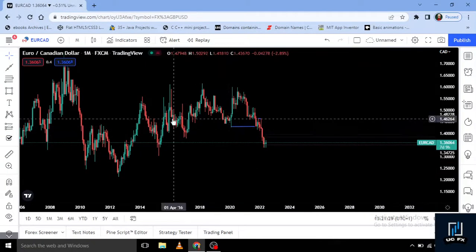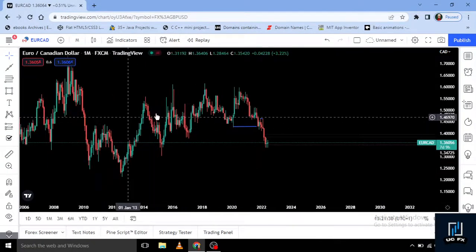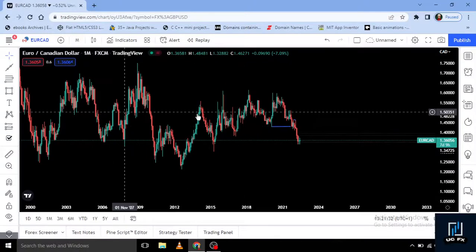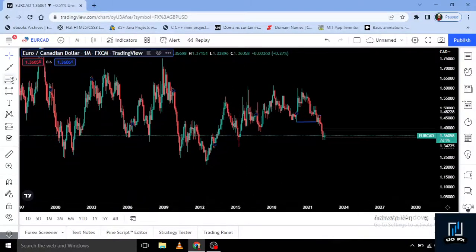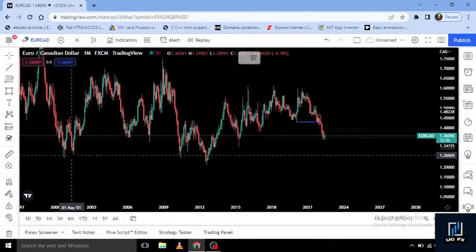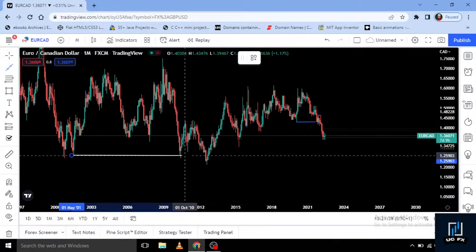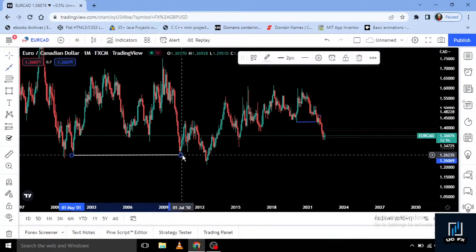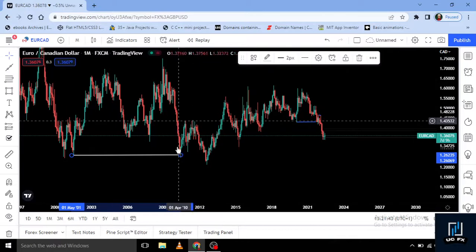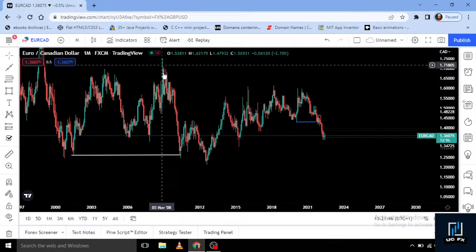Okay, here we are on Euro Cad. As you can see, here we are on the monthly time frame. As you can see, we have a recent break of structure. Price took out these lows, and you ask yourself, where is price coming from?